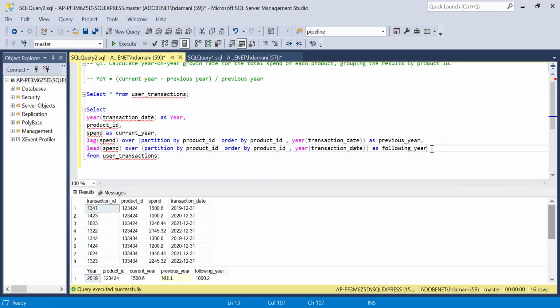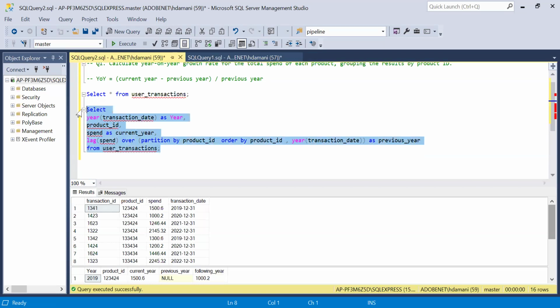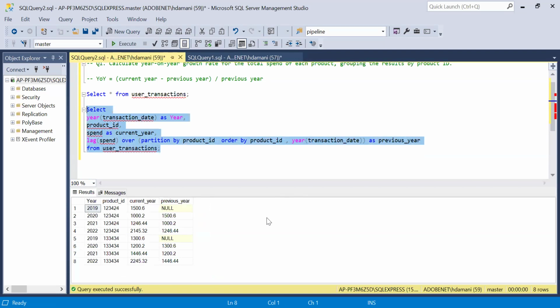So now what we have to do, let me just quickly remove this since we don't need this, because in this we need previous year spend data only. So let me just quickly remove this, right? And let me just run this once again. Okay, so now I think it became a little bit easier, right? We have current year over here, we have previous year over here. The only thing is we have to put this in a specific formula, right?